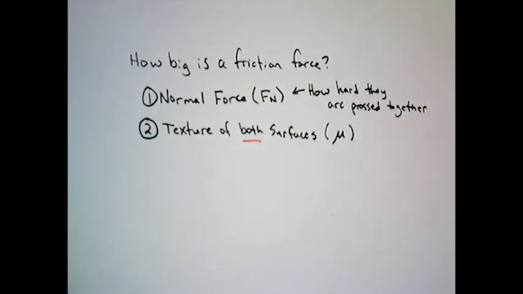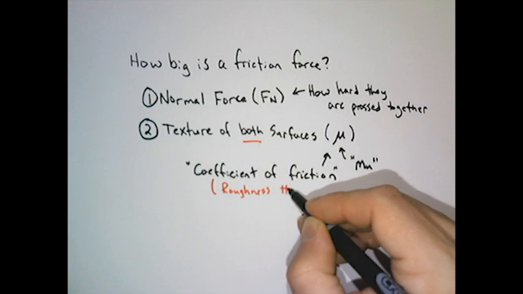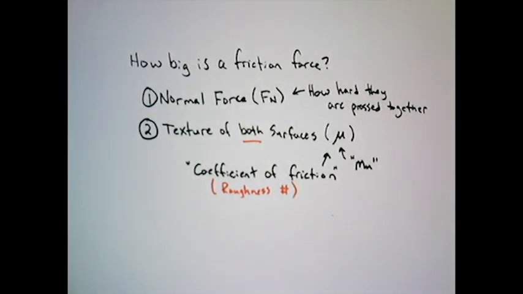This is modeled through a special coefficient. This is the Greek letter mu. Kind of looks like an M and a U put together with a little bit of a tail on one side of the U, making it look like an N. This coefficient of friction can be thought of as a quantitative measure of the roughness of the two surfaces. So the more rough the surfaces are, the bigger this coefficient will be.